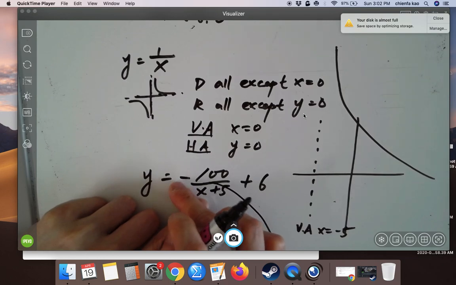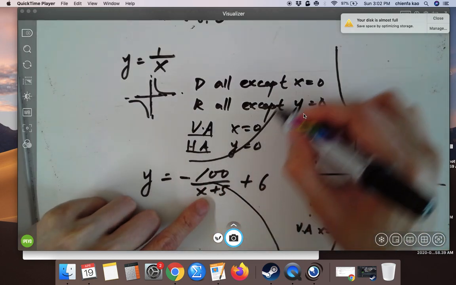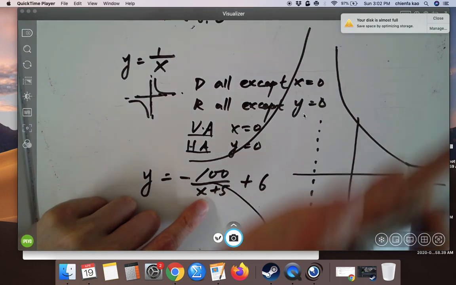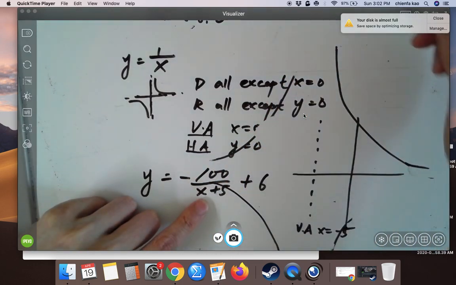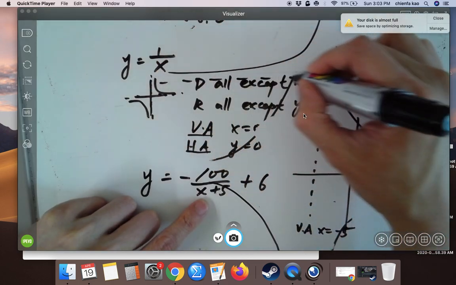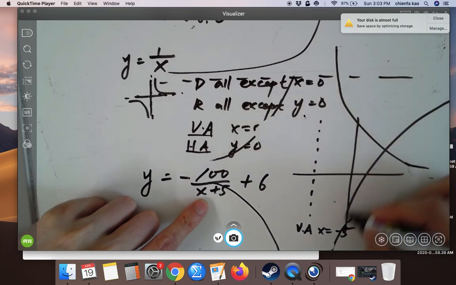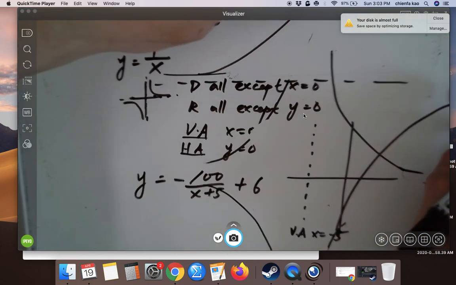Now, this negative next. Negative impacts it. So now it looks like this. Shift is 6 up. So let's erase that. Shift 6 up. So now it looks like this. And then it looks like that. Okay, make sure the stretch is there. So these two are the final answer.